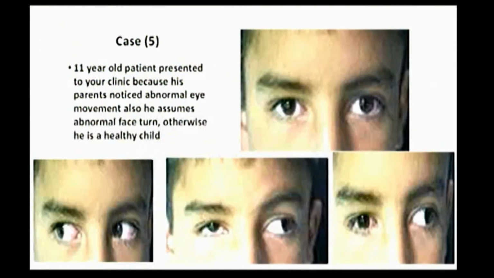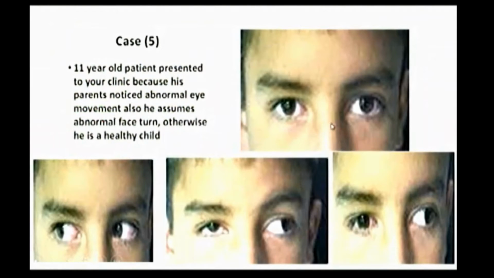Okay, last case. This is a 16-year-old patient. Actually, he's not 11. He's a 16-year-old patient presented to your clinic because his parent noted that he has abnormal eye movements, and he also has a face turn. Otherwise, he's healthy with no systemic problems. So describe what you see in the photo. This is question number 1. Describe what you see in the photo.